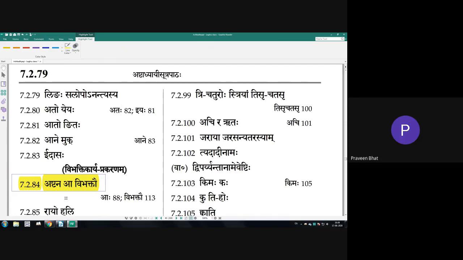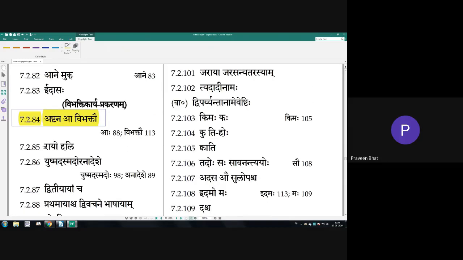Rayohali. So rayohali is the next sutra. So we have this jumping backwards now. This hali is jumping backwards. It is used as an anuvritti by hali. We can actually use this sutra itself, ashtana avibhaktau and then hali, because this entire thing is going till here. Vibhaktau is going till 113 and the a is going further.